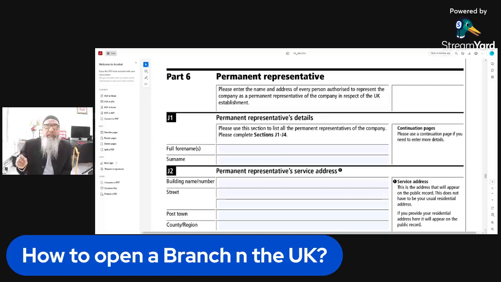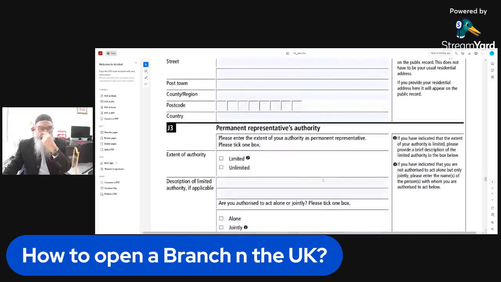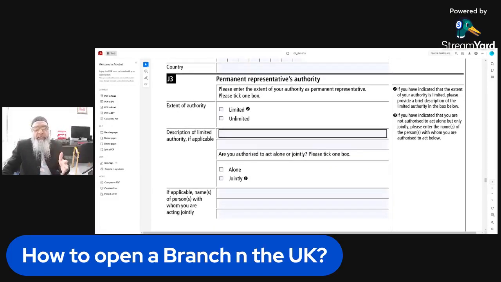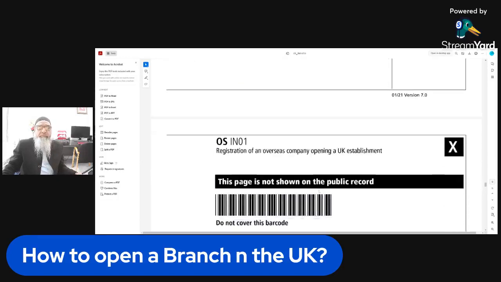Permanent representatives detail their full name, their surname, their service address, their address, their postcode. Then the permanent representative's authority: what is the extent of authority, is it limited or unlimited? Same question if it is acting alone or jointly. If jointly, they are supposed to give the name of the person they are acting jointly with.